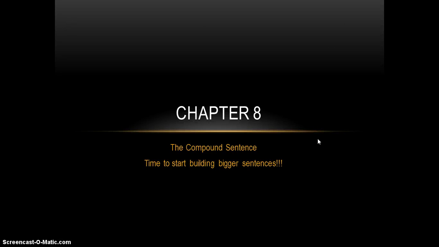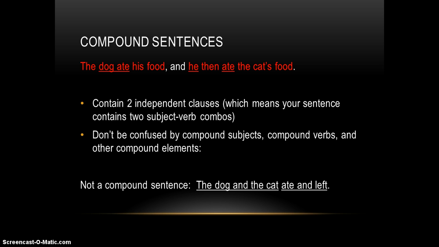In chapter 3, you learned about the simple sentence and what makes up that kind of sentence. So the textbook now introduces you to what is called the compound sentence. And when you read the definition of it, it should make sense as to why one's simple and one is compound. So, as you learned in chapter 3, a simple sentence contains one independent clause.